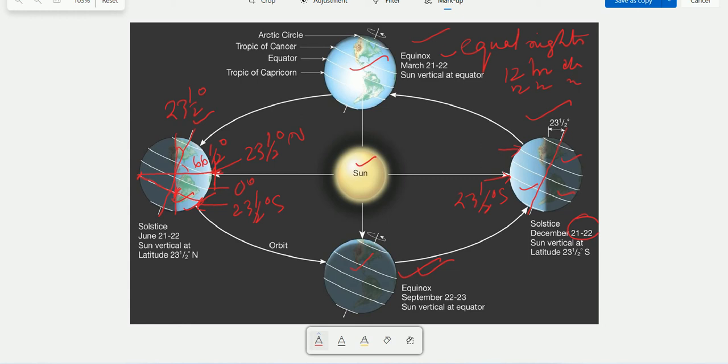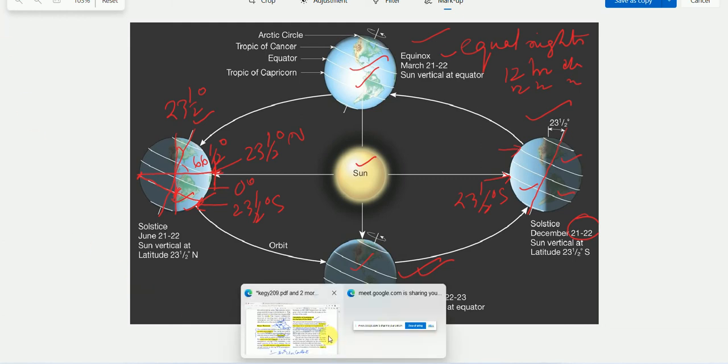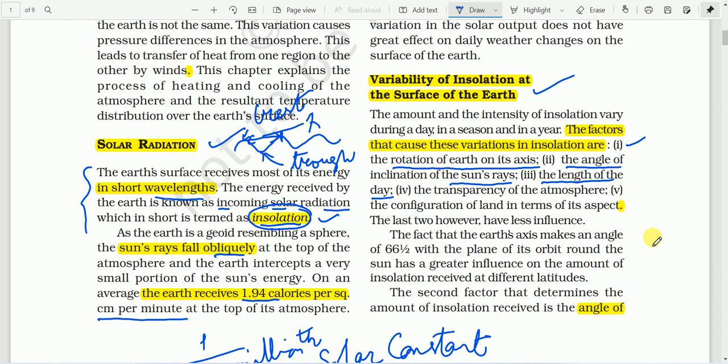there is equal daytime and nighttime, because at this position there is no inclination of the axis towards the sun or away from the sun. So in this way, the length of the day determines the amount of insolation received by the earth.